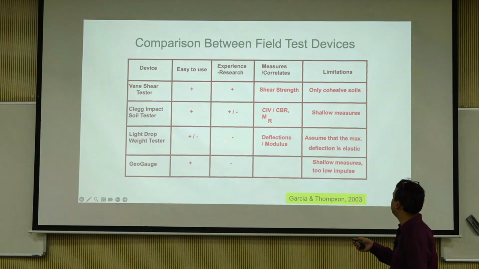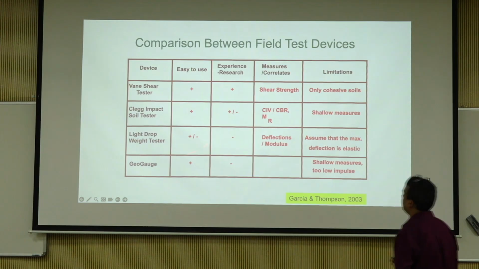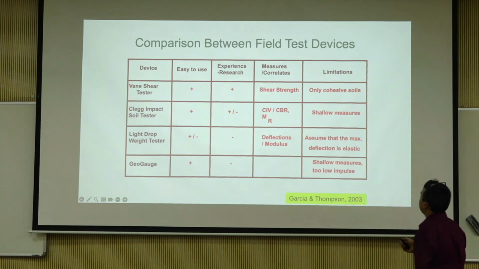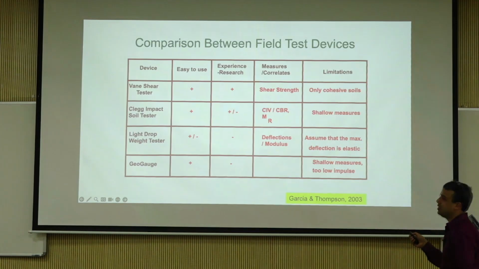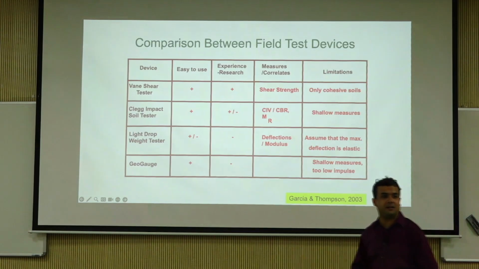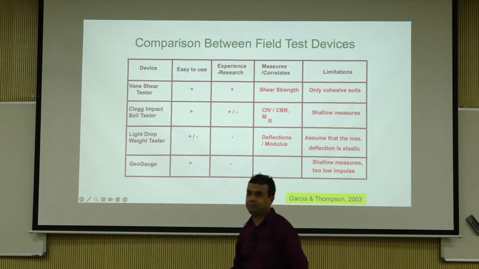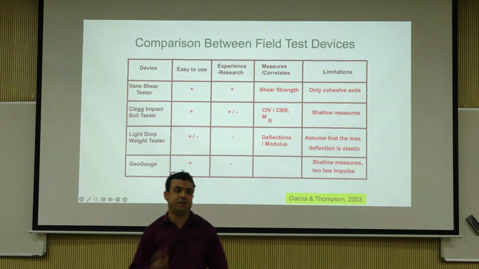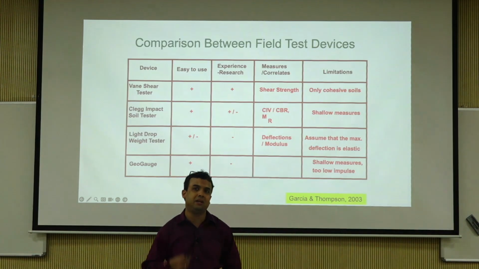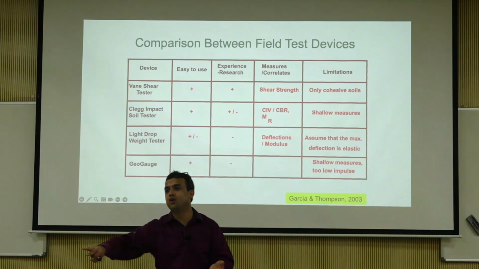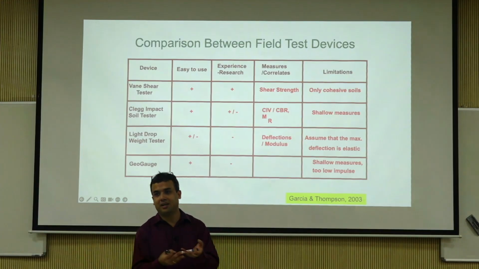There has been a lot of research that assumes that max deflection is elastic. This is a very standard assumption when you are applying even in FWD. When you are applying the pulse and you're measuring, is it all elastic, or have you already accumulated some plastic that is being accounted for, right?